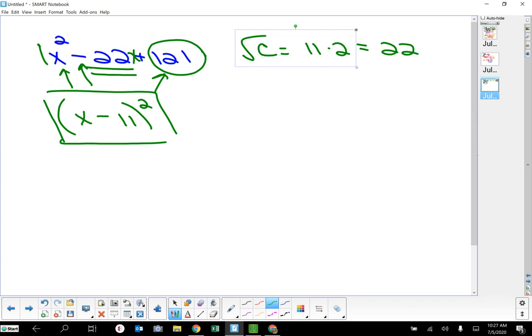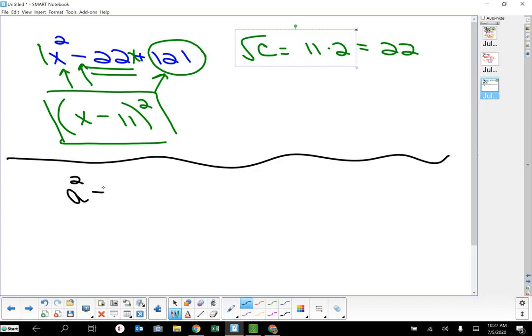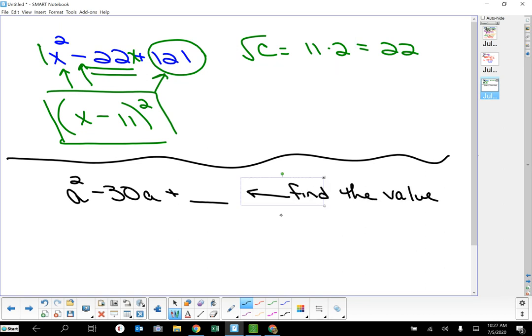Now, the beginning problems in varsity look like this. They're going to give you something like a squared minus 30a plus a blank. And you need to find the value that makes this a perfect square trinomial.